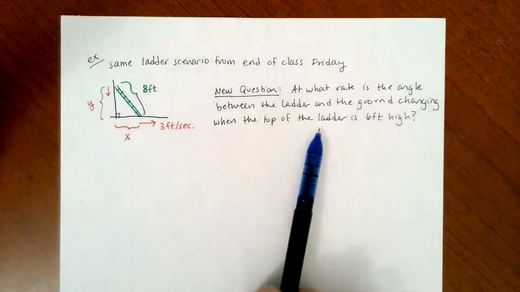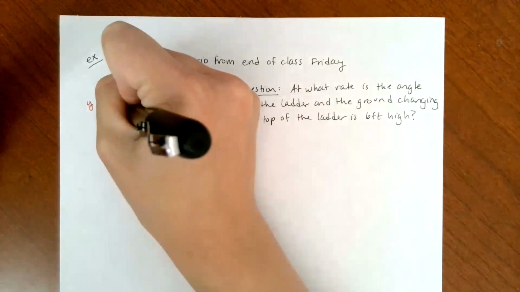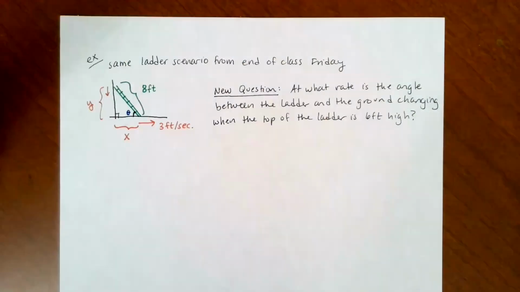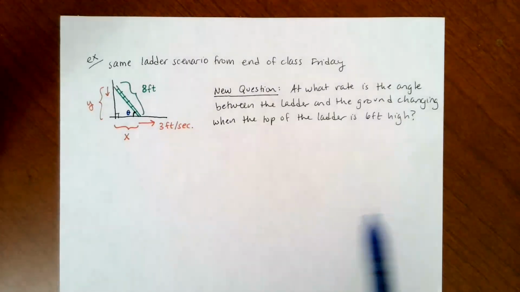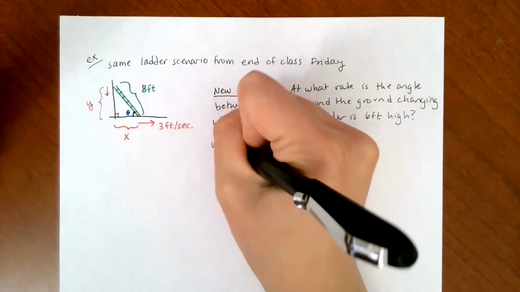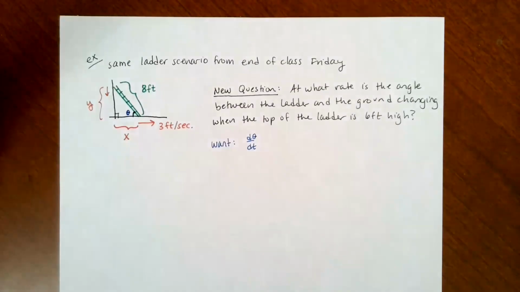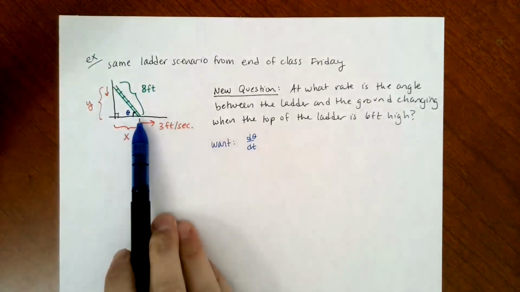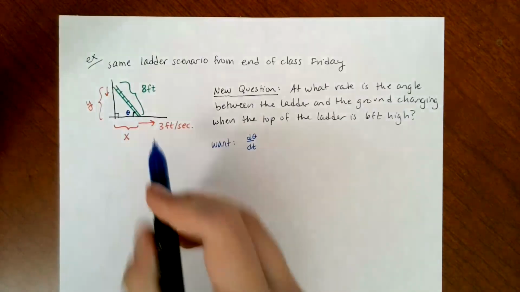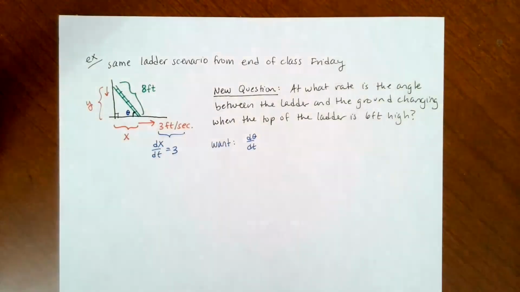So the angle between the ladder and the ground is right here. So we're going to call this angle theta. And if we want to know the rate of change of that angle, that means that we want d theta dt, the rate of change of that angle with respect to time. And we still have this given information here that the ladder is slipping at 3 feet per second. So this is still dx dt, which is positive 3 here.